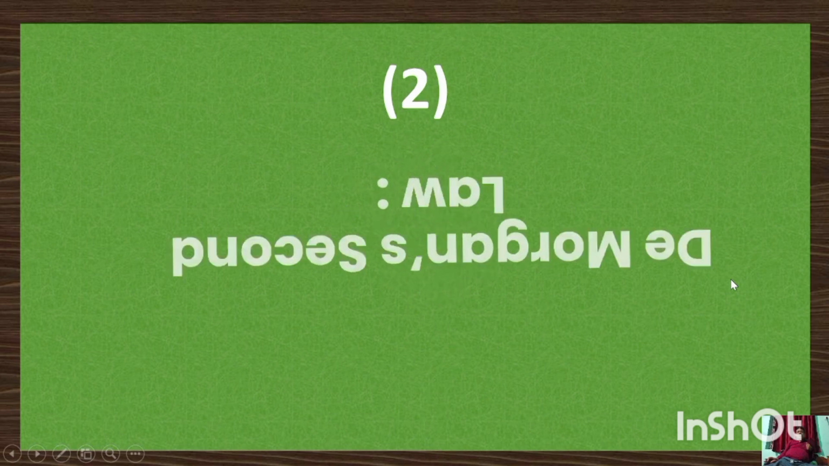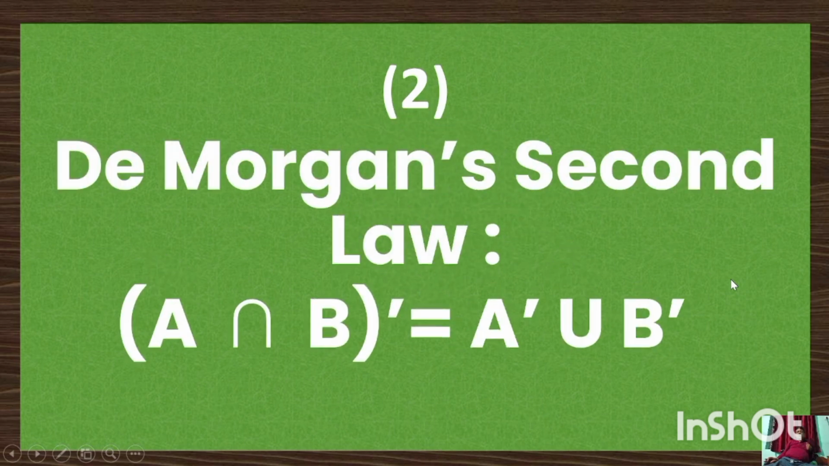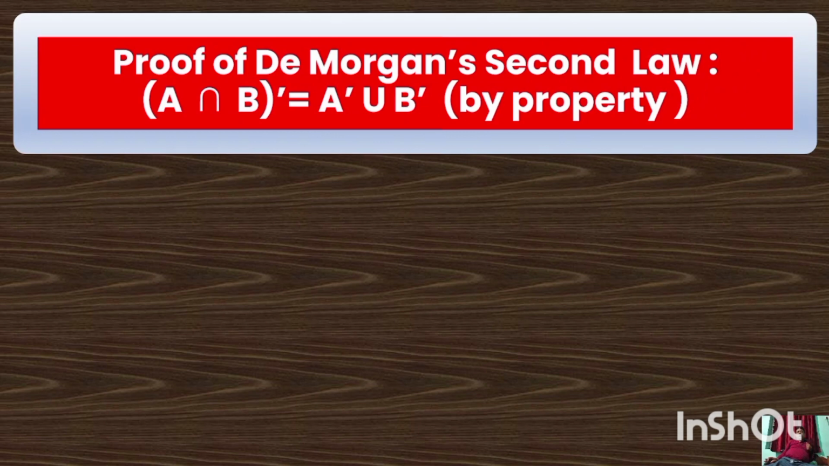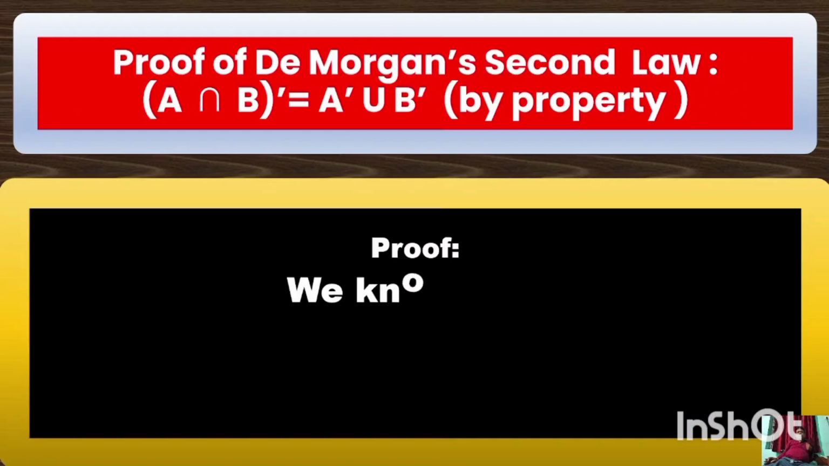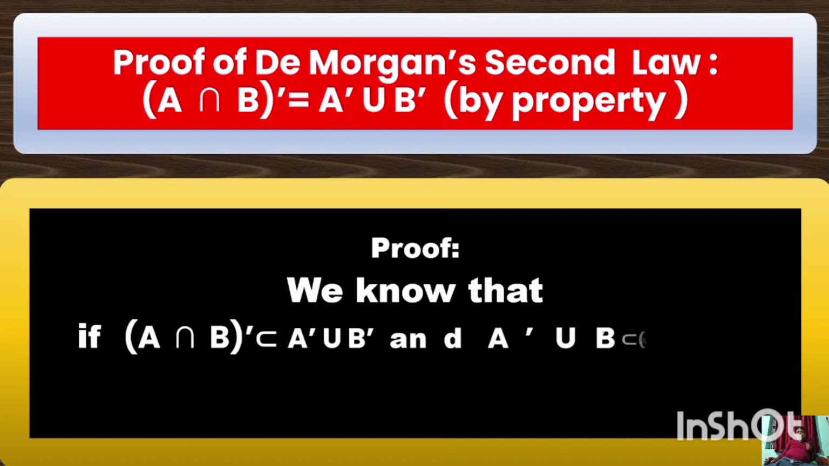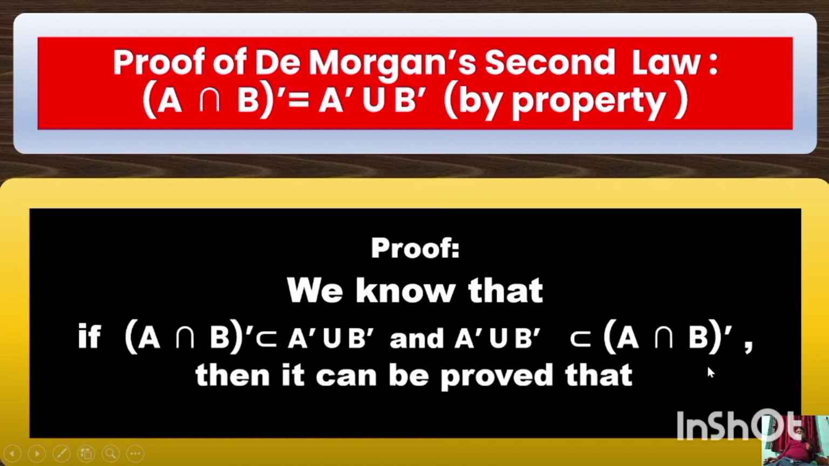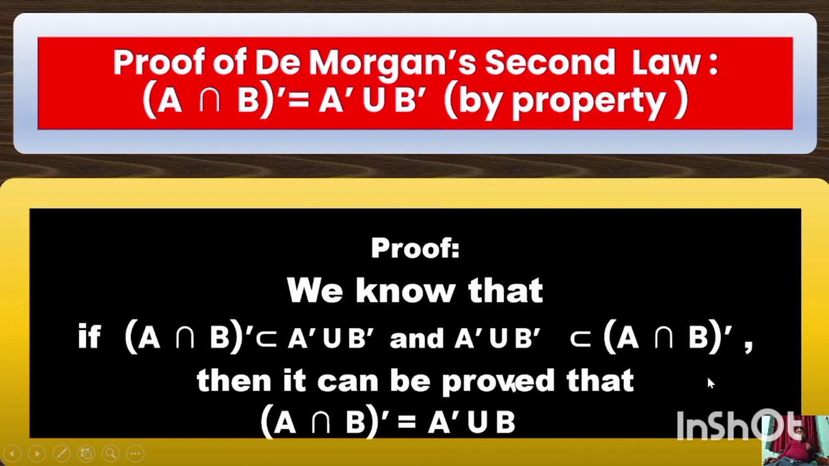Second property, De Morgan's second law, you can also verify, which is A intersection B whole dash equal to A dash union B dash. Let's have a look. The proof of De Morgan's second law by property, using the property of subsets, right? First of all, you have to prove A intersection B whole dash is a subset of A dash union B dash. Then you have to prove A dash union B dash is a subset of A intersection B whole dash, as usual using the property of subsets. So you can prove De Morgan's second law.